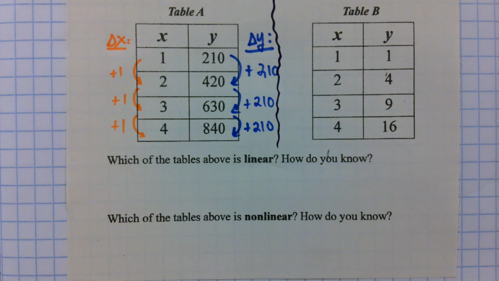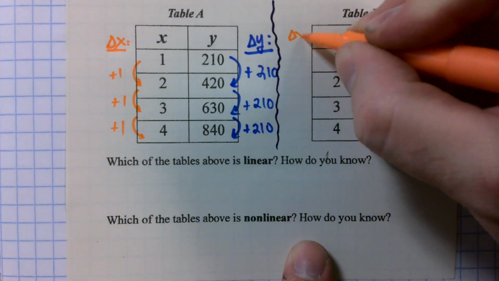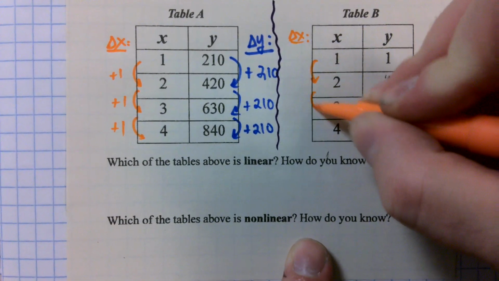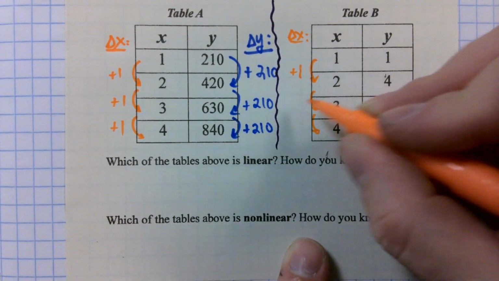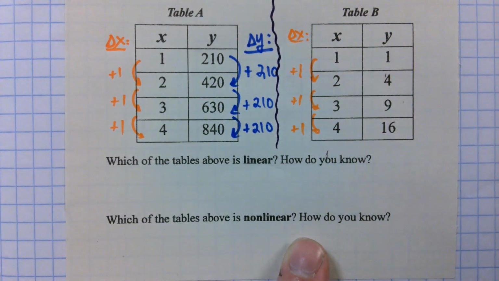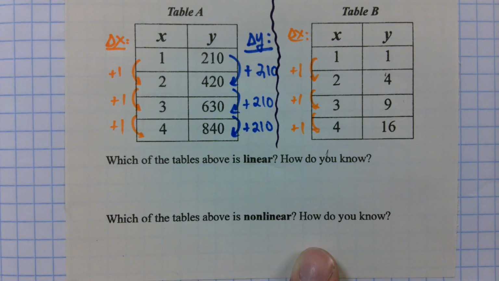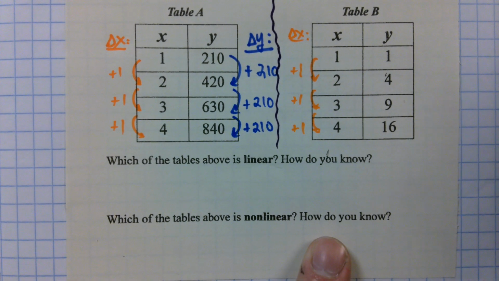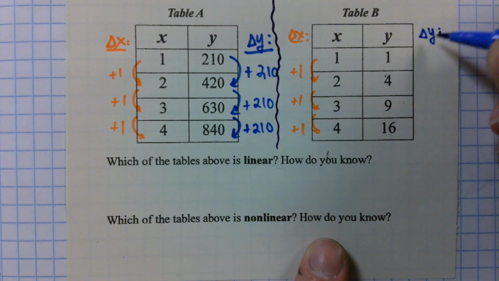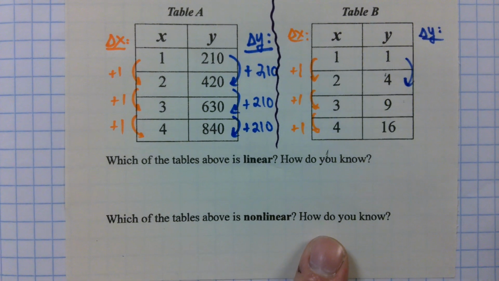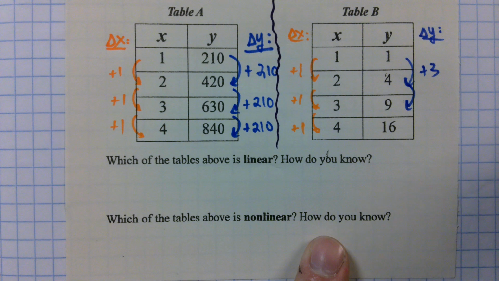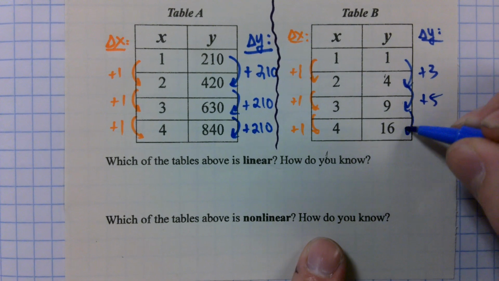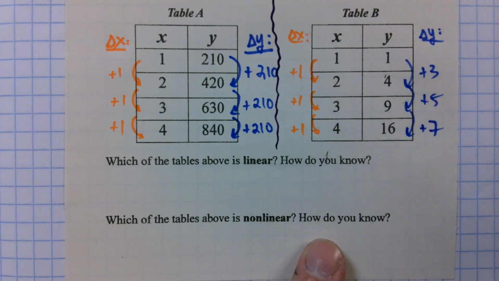If I look over at table B, what's my change in x on table B? Plus 1, plus 1, and plus 1. So far, so good. Let's do my change in y. How do I get from 1 to 4? Plus 3. How do I get from 4 to 9? Plus 5. How do I get from 9 to 16? Plus 7.